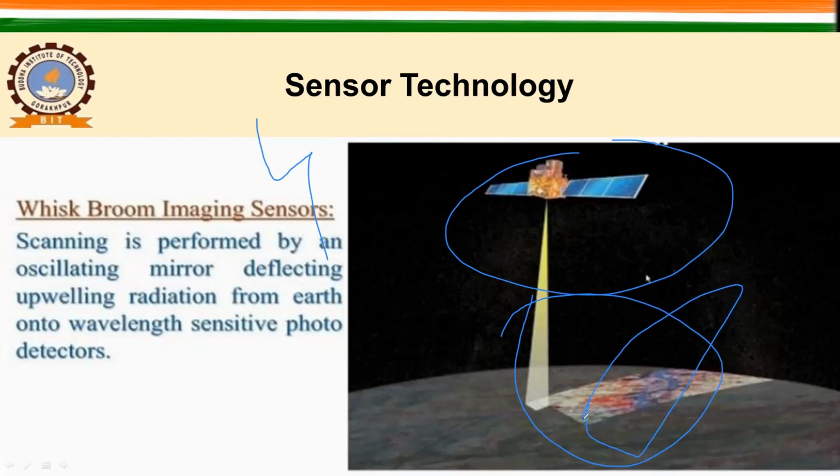Scanning is performed by an oscillating mirror deflecting upwelling radiation from the earth onto the wavelength sensitive photo detector. So what we do is something like sweeping your floor with a broom, right? Now one more sensor technology we have.